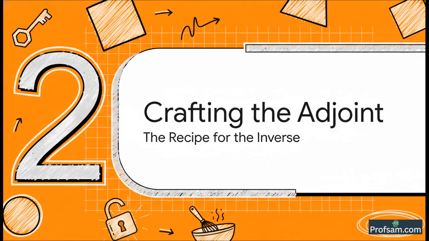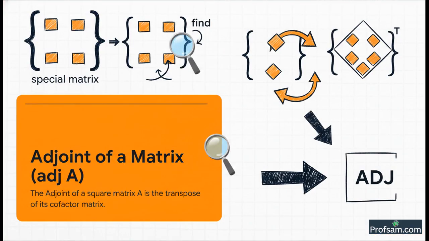So the big question is, how do we actually build this inverse, this unlock code? Well, the very first ingredient in our recipe is something called the adjoint of a matrix. Let's see how to craft it. Now, I know the definition sounds a little technical, but trust me, it's really just a two-step process. First, we find something called a cofactor for every single element in our matrix. Once we have all those cofactors, we arrange them into a brand new matrix. And for the second step, we just take its transpose, which just means we flip the rows and columns. And that's it. That gives us our adjoint.